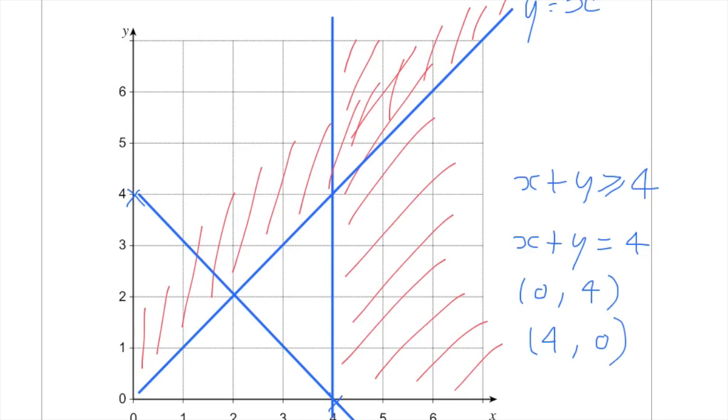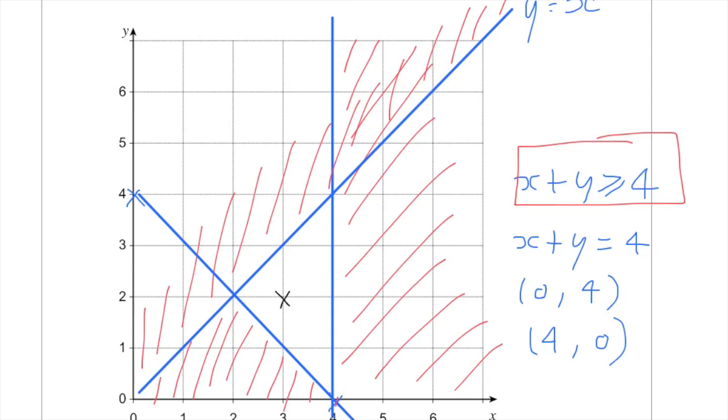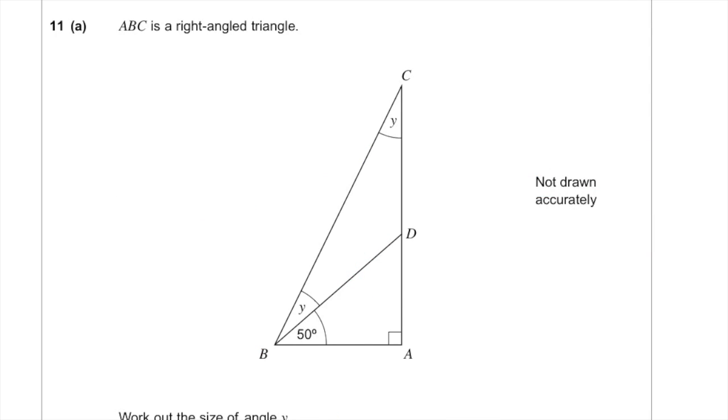Now we want x plus y to be greater than or equal to 4, so if we pick any point, for example the point (3, 2), we know that 3 plus 2 is equal to 5, which is greater than 4, so we want that point to be included, which means we want everything above this line or to the right of this line, which means we don't want the region down here. Final task is to make sure we label the region we want clearly with a letter R, which is done like so.